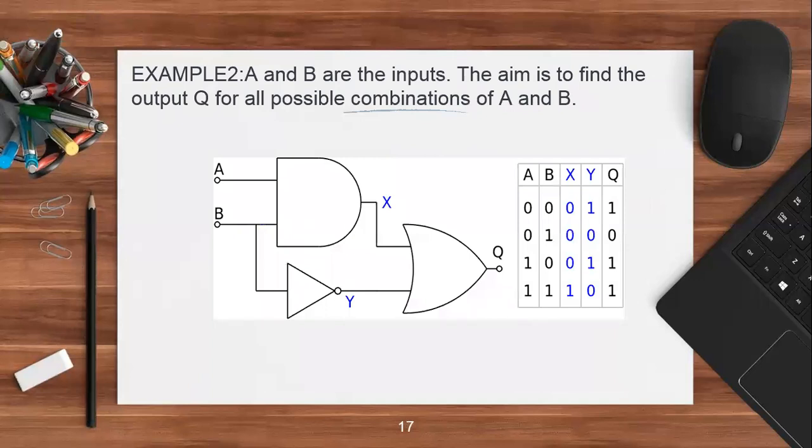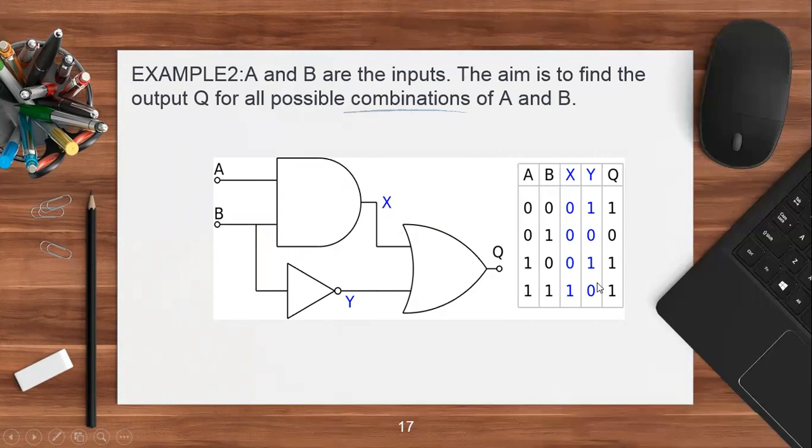Example number 2. A and B are the inputs. The aim is to find the output Q for all possible combinations. Same method, but here this gate is a NOT gate or inverter. A B is 0, X is 0, because it is an AND gate. So in an AND gate, in three states it is off position and only one state it is on position. At Y, that is an inverter, so just invert all these states: 0 1 0 0 0 1 and 1 0.